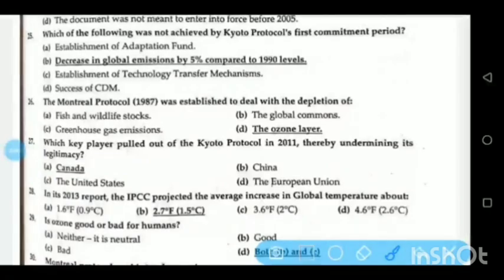Which of the following was not achieved by the Kyoto Protocol's first commitment period? Decrease in global emissions by 5% compared to 1990 levels. The Montreal Protocol 1987 was established to deal with the depletion of the ozone layer. Which key player pulled out of the Kyoto Protocol in 2011, thereby undermining its legitimacy? Canada. In its 2013 report, the IPCC projected the average increase in global temperature to be about 2.7 degrees Fahrenheit, 1.5 degrees centigrade.